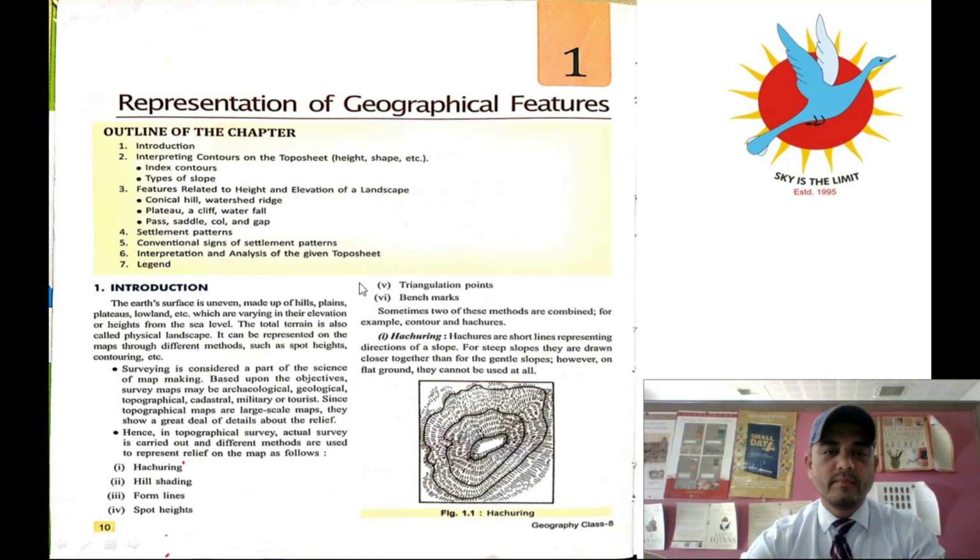Okay, two types of maps are there. One is called the large scale map and one is called the small scale map. All the maps in your atlas are small scale maps, and the survey maps or ordnance survey maps are known as large scale maps.